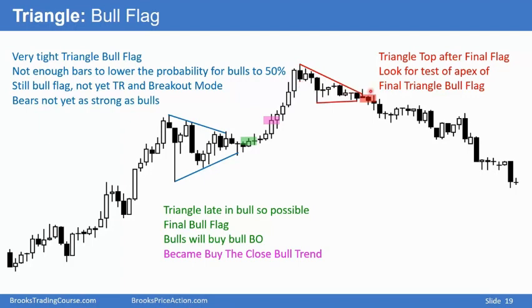And you can see we went sideways here. So this is a probable final flag, a triangle late in a bull trend, usually the final flag before the market enters a trading range or has a reversal. And you're looking for, at a minimum, a test of the apex of the final flag, the triangle. Traders will sell the reversal down. So we have a triangle top after a triangle bull flag. We try to get the bull breakout, 50-50 chance the breakout fails, and then we got a reversal down. Minimum goal typically is a test of the apex of the triangle, which we have here.